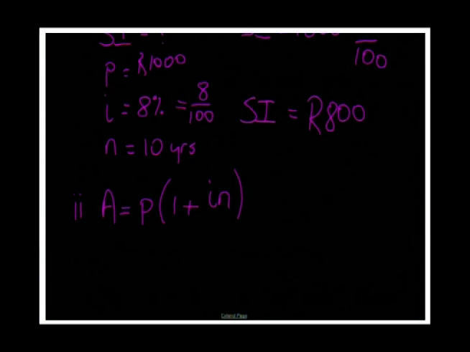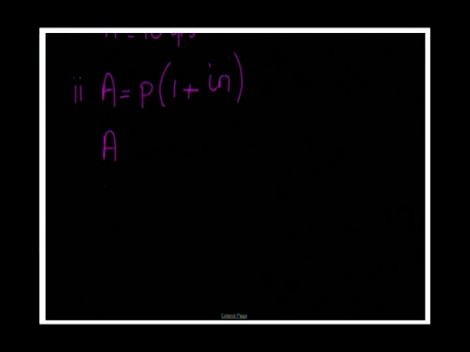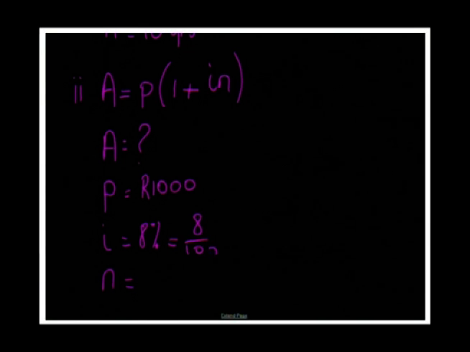And again, I'm going to write out all these values. So I'm looking for A, for P, for I, and for N. My accumulated amount is what I want at the end, and that was my question. My principal was the same. That was my 1,000 Rand. My interest rate was 8%. Again, I want you to write it as a fraction. And my time was 10 years. And now we can substitute everything into the equation.